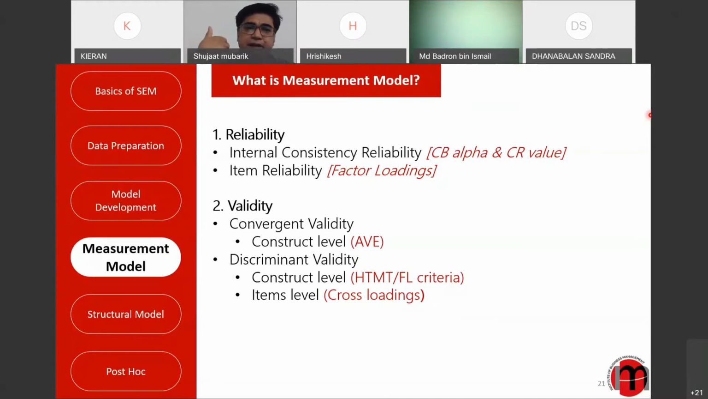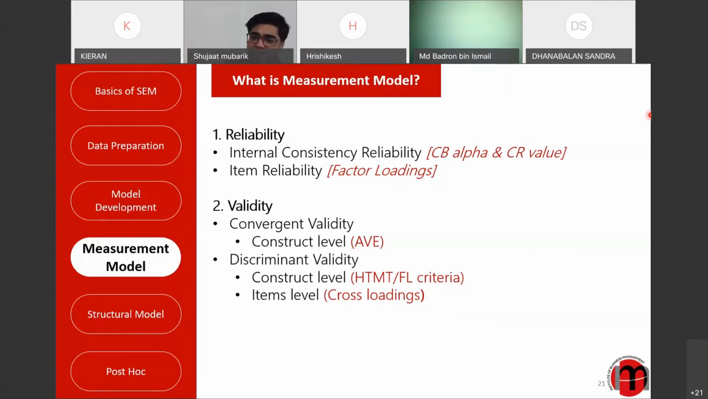First, reliability. In reliability, number one is internal consistency reliability, and then the item reliability. Internal consistency reliability is about whether all the items divide the people in the same way. And item reliability is the reliability of the individual statements, the understanding of the individual statement of any question. So these are the two aspects which need to be ensured for reliability.